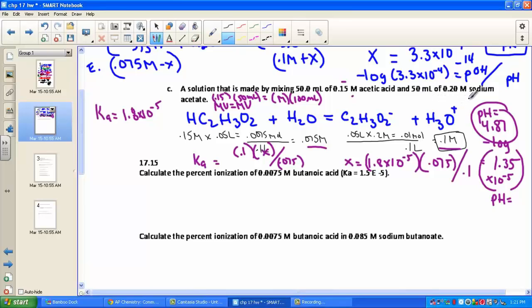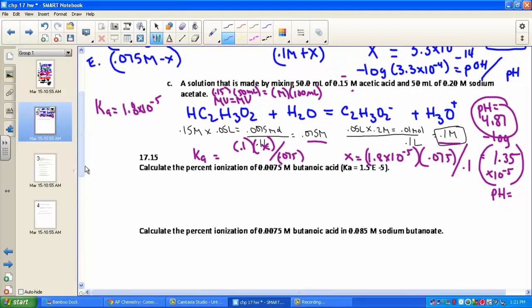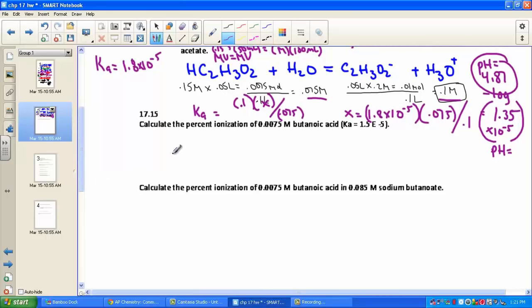So we had an additional step. We had a dilution problem where we calculated the new molarity and used that as we proceeded with our ice chart. Pause the video and really just think this problem through, maybe even working it again. And when you have that ready, start up with the next problem.